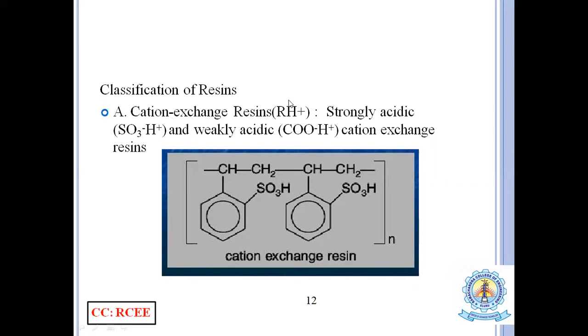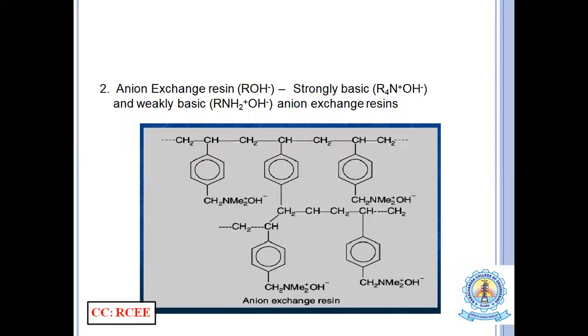Cation exchanger resin is represented as RH plus, and is strongly acidic in nature. That may be SO3 OH plus or COOH plus exchange resin. This is the first one, and the second one is the anion exchanger. The anion exchanger is strongly basic in nature, with R4N plus OH minus ions, and there is also a weakly basic type. This is strong basic and weak basic.